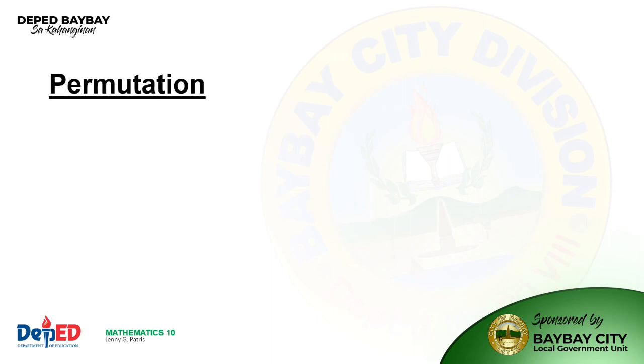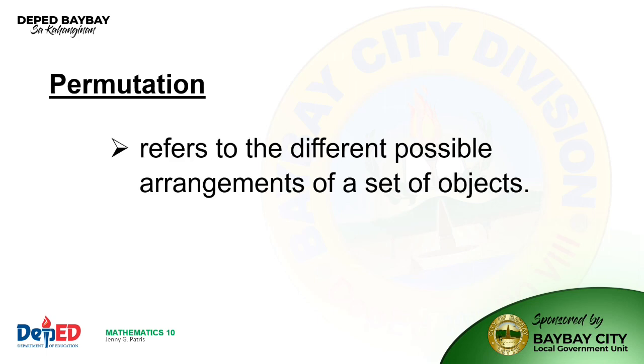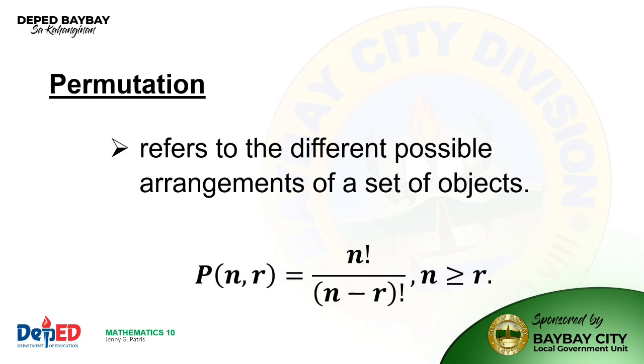First, we have permutations. Permutations refers to the different possible arrangements of a set of objects. The number of permutations of n objects taken r at a time is equal to n factorial divided by the quantity of n minus r factorial, where n is the number of objects, greater than or equal to r, and r is the number of activities.